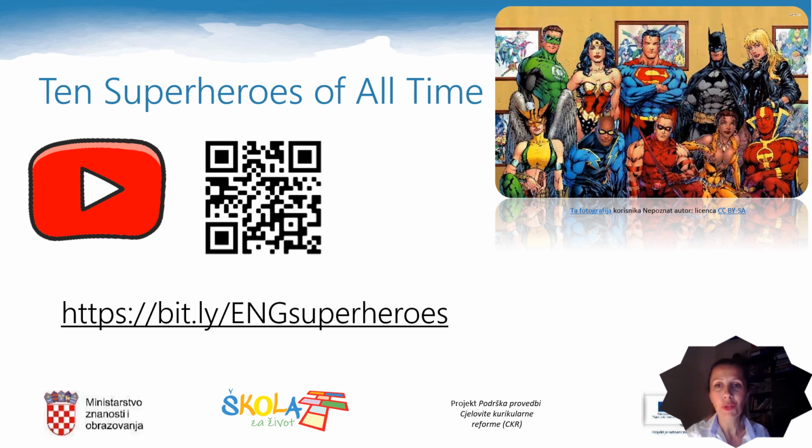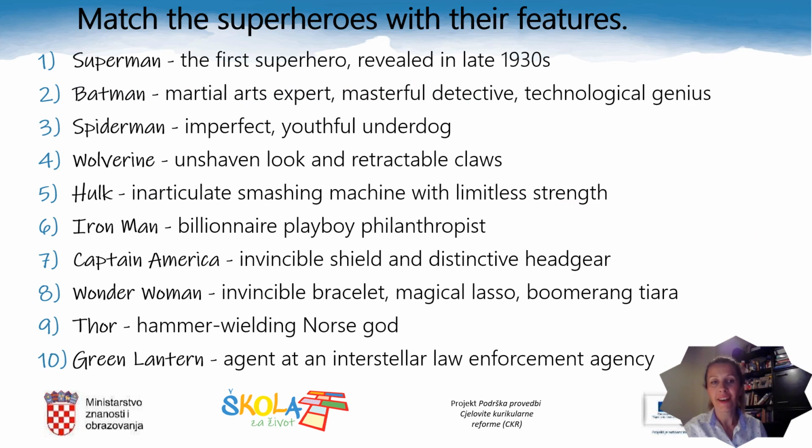Open this link to watch a short video on the best known superheroes of all time. Then go back to the previous exercise and check your guesses or match the heroes with their characteristics. And here are the answers. Superman was the first superhero revealed in late 1930s. Batman is a martial arts expert, masterful detective, and technological genius.